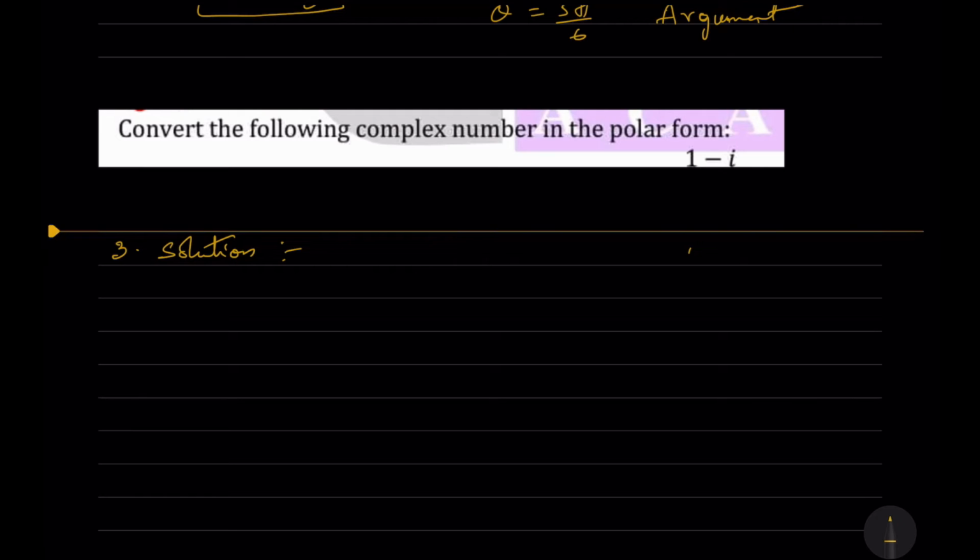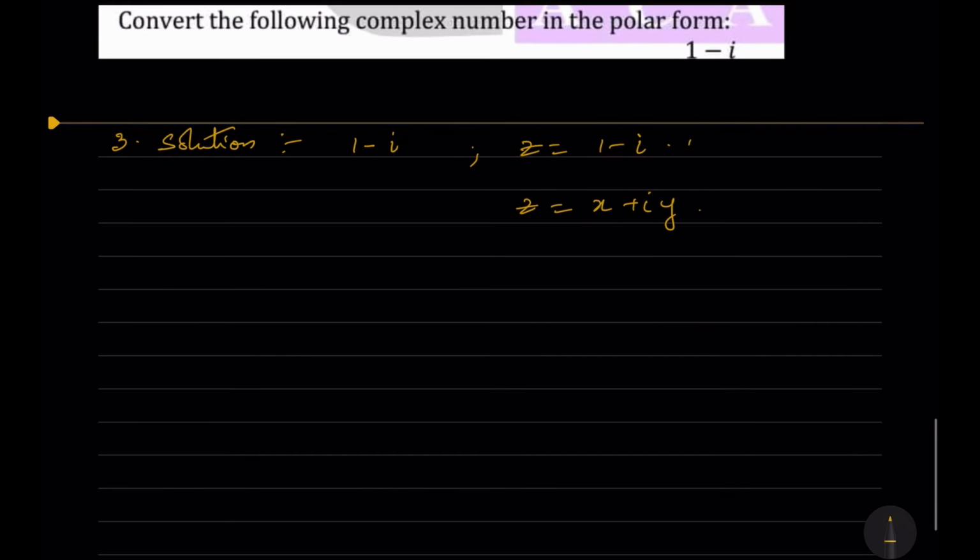Convert the following complex numbers in the polar form. So how do we do this? We'll see what the solution of this is. Given here is 1 minus i, which is a complex number. Z is equal to 1 minus i. Then we have to compare this with x plus iy. Always compare it with the general form. So here x is equal to 1, y is equal to minus 1.